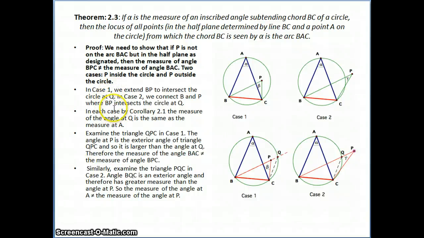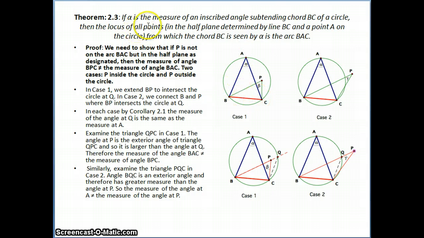Let's look at theorem 2.3. If alpha is a measure of an inscribed angle, so in the picture, alpha at vertex A is an inscribed angle. Inscribed angle means an angle with its vertex on the circle, subtending chord BC over the circle. So this is chord BC, and this is the inscribed angle subtending chord BC.